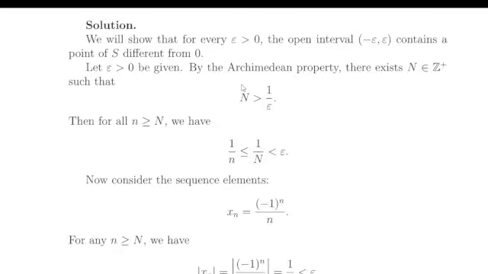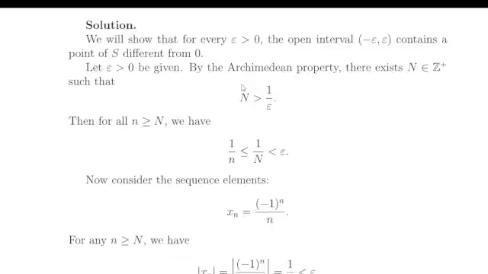A point x is a limit point of S if every possible neighborhood around x contains at least one point of S other than x itself. The limit point here is 0, so we're going to show that any point close to or around 0 contains at least one point of S other than 0 itself.